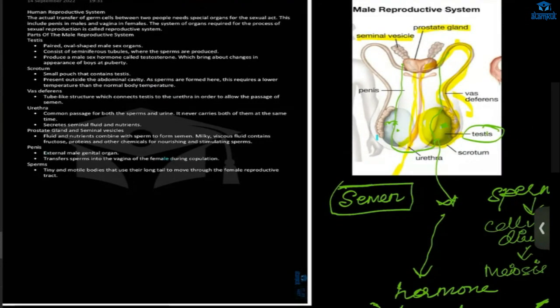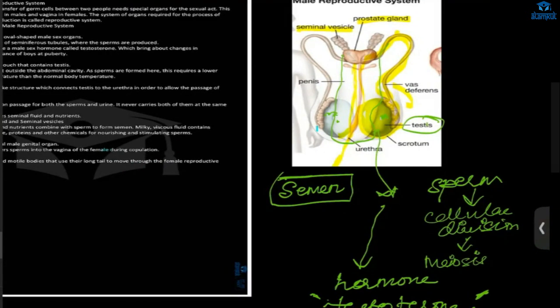Next, what is the work of the scrotum? That pouch-like structure which contains the testis. Sperm production requires the temperature to be lower than body temperature. So the scrotum will provide that temperature. It lowers the temperature so that the sperm will be produced.